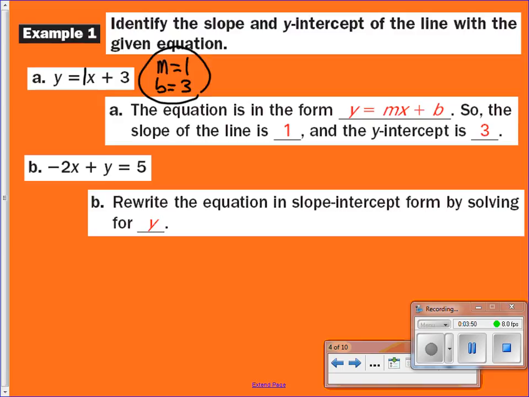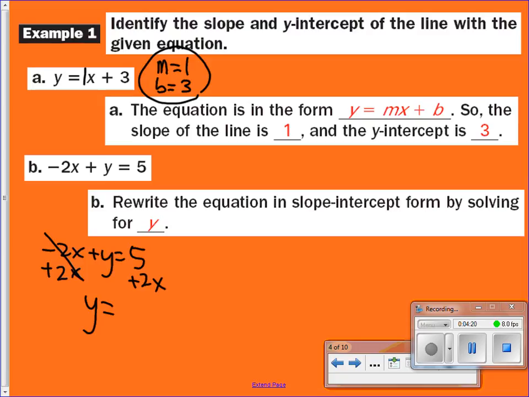You just need to say m equals this, b equals this. Example B, though, if you look at that equation, negative 2x plus y equals 5, that's not in slope-intercept form yet. You guys know how to get y by itself. We have negative 2x plus y equals 5, and if I need to get y by itself, I'm going to add 2x to both sides. I have y by itself now, and I can't add 5 and 2x.